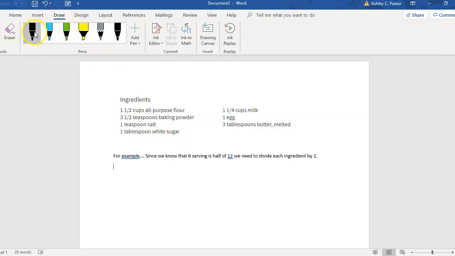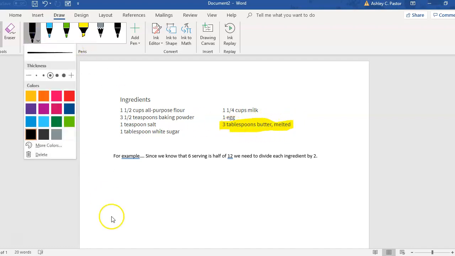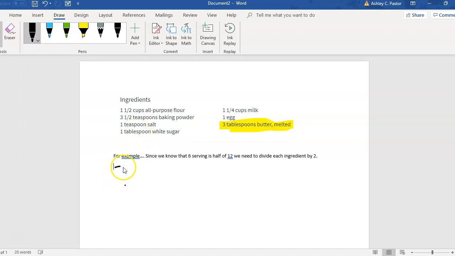In order for us to do that, I'll give you an example. We are going to do the 3 tablespoons of butter melted. I'm going to create a fraction with the 3 tablespoons of butter, which can be written as 3/1. And we need to divide that into 2 pieces. The reason we want to divide it into 2 pieces, remember, is because we are trying to serve half of the people.